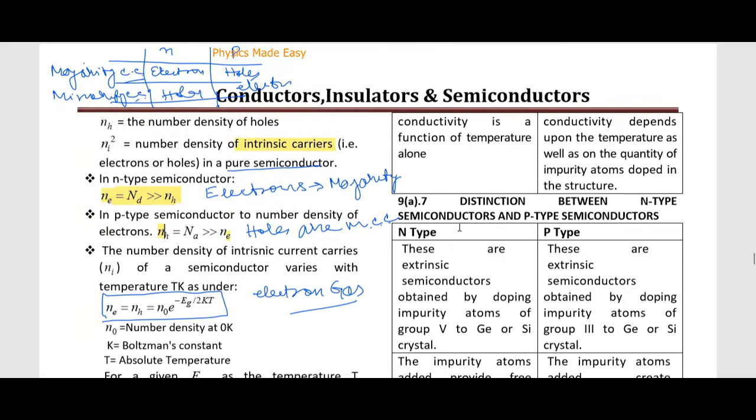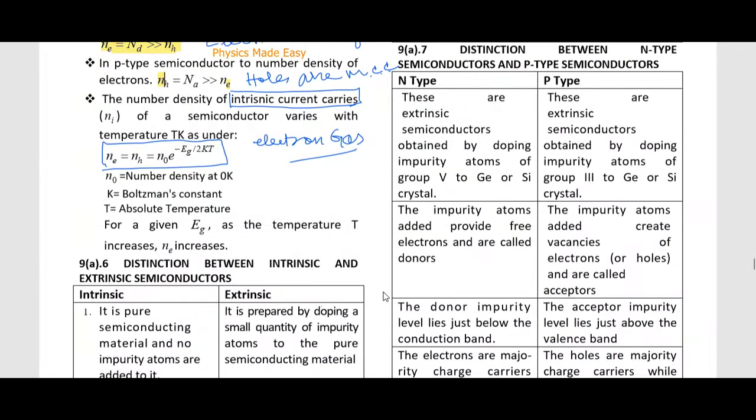And the next is this relationship. The number density of intrinsic current carriers of a semiconductor varies with temperature. In this we take only intrinsic current carriers and not the current carriers due to doping. Intrinsic current carriers simply follow the Maxwell statistical distribution law, where Eg is the band gap energy divided by 2kT. kT is the measure of energy at room temperature. N naught is the number density at 0 Kelvin, k is the Boltzmann constant, and T is the absolute temperature. For a given Eg, as the temperature T increases, Ne increases.